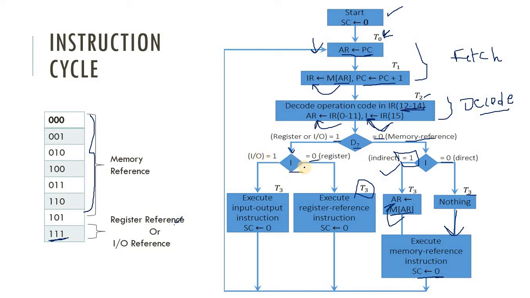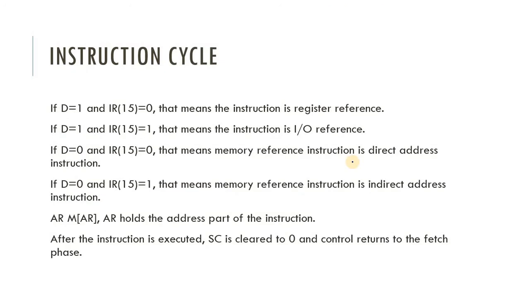If your indirect bit is 1, it means it uses the indirect addressing method. So now the instruction is the IO reference instruction, so it will execute the input output instruction, and then the sequence counter becomes 0, and then again it will start from the first stage. So this is how the instruction cycle is executed. After the instruction is executed, the sequence counter is cleared to 0 and the control returns to the fetch phase. So it will again start the cycle. So that is all about the instruction cycle.